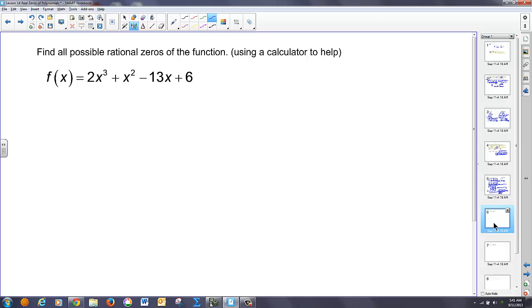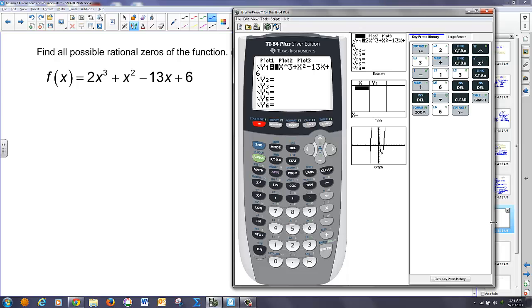We're going to find all the possible rational zeros of the following function, but we're going to use a calculator this time. So why don't you get that out and get it ready. What I've done here is gone to my y equals, plugged in the function, and the next thing I'm going to do is graph this in the standard window. So I'll hit zoom 6, graph it in the standard window, and I notice here's the function. It's a cubic, so it goes up, down, and back up. And it hits in these spots here.